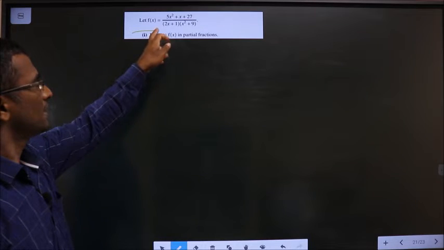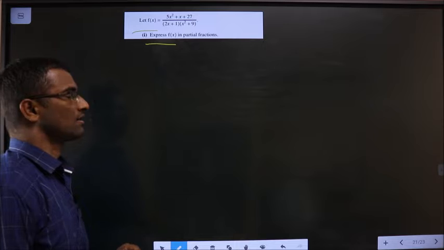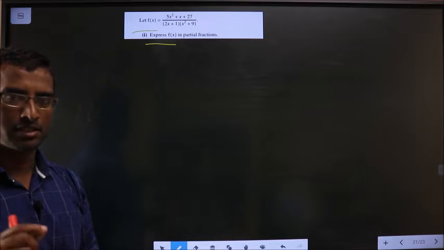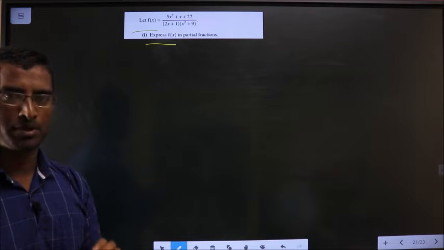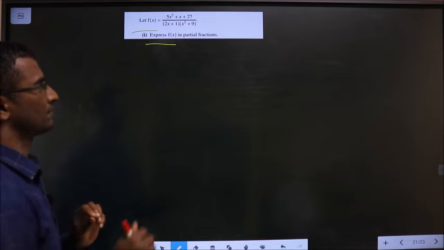Let f of x equal to this, express f of x in partial fractions. Whenever you want to express it in partial fractions, step 1: you will check whether it is proper or improper. And how do we check? Based on this one. See.